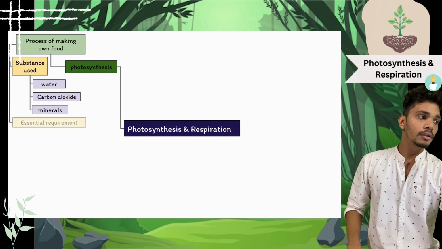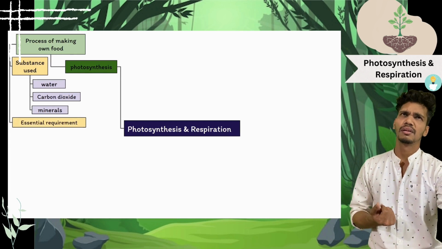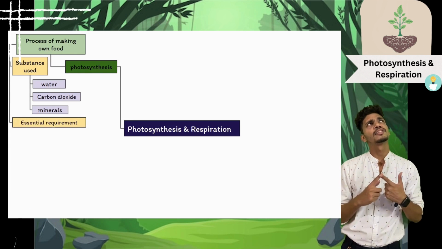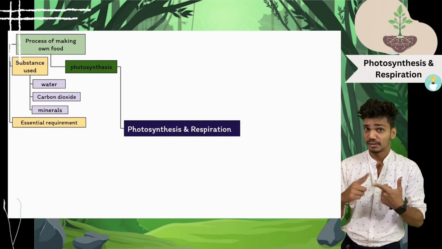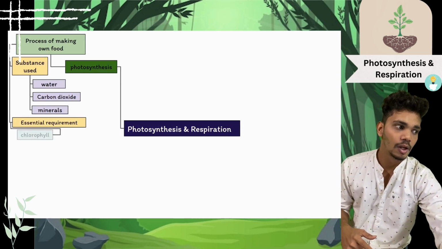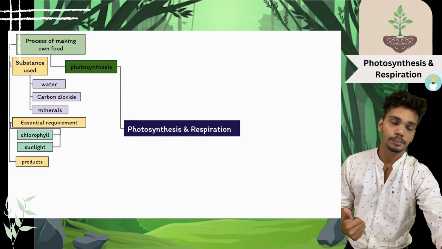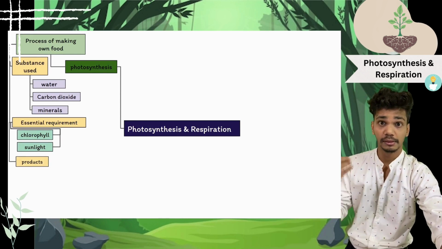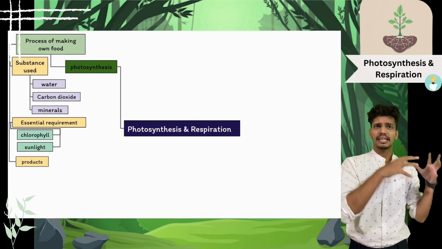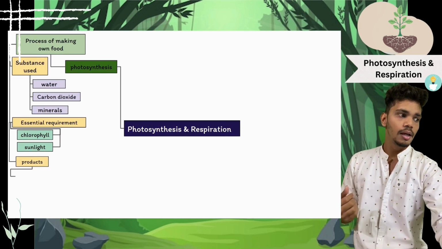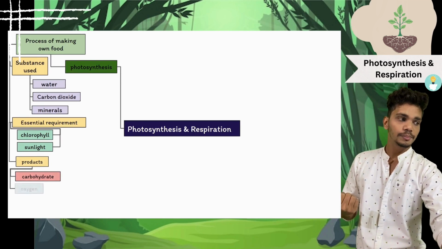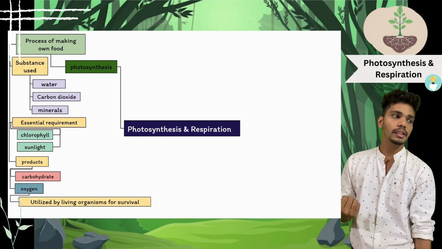So as we move further, we are going to talk about the essential requirements. फोटोसिंथेसिस के लिए एसेंशियल रिक्वायरमेंट क्या है बच्चों? सनलाइट. Yes, obviously sunlight, then chlorophyll, and what is going to happen in the photosynthesis? फोटोसिंथेसिस के एंड में प्रोडक्ट्स क्या बनते हैं? Obviously carbohydrates, oxygen, and yes.